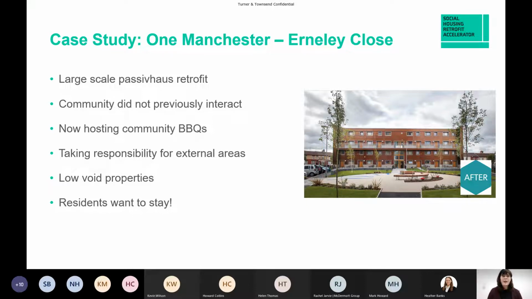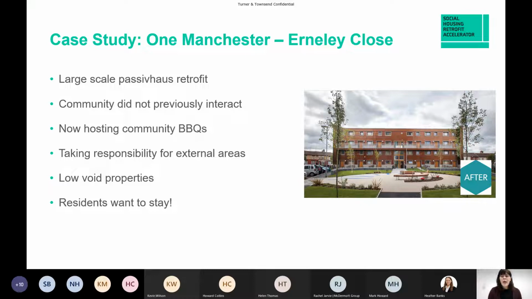So again, it's about looking holistically at those people in the communities and not just saying we're doing a technical retrofit and upgrade session here. We're actually talking about something that's much more deep rooted. So yeah, this is what we need. This is really what we're aiming for.